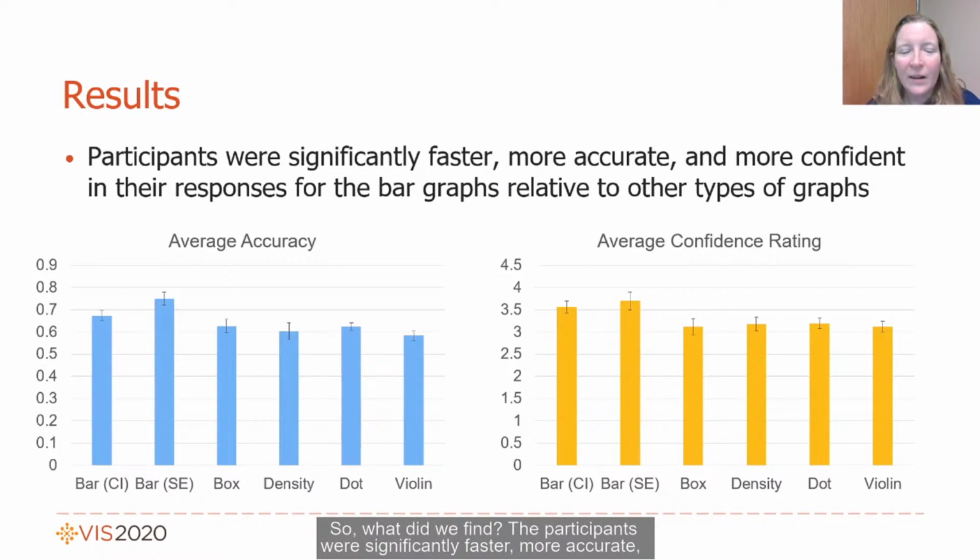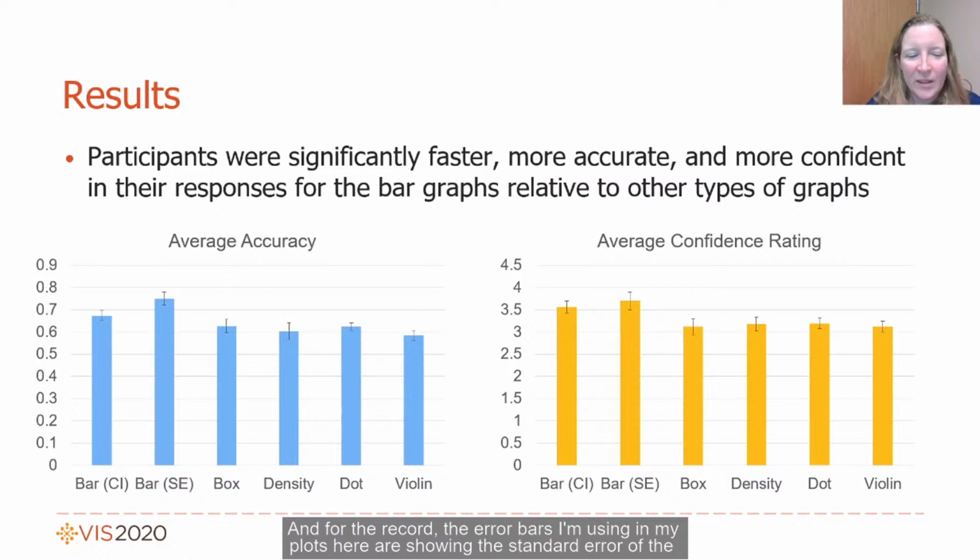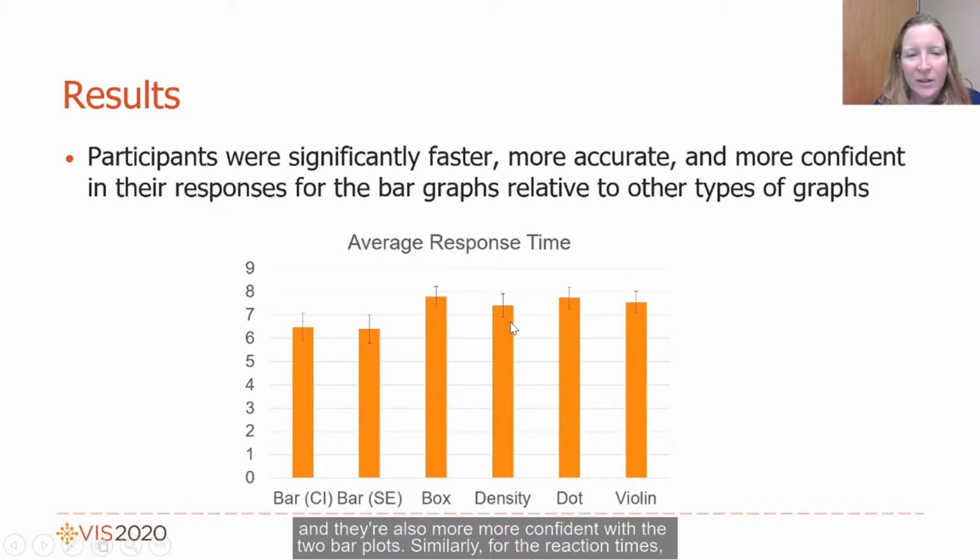So what did we find? The participants were significantly faster, more accurate, and more confident in their responses for the bar graphs relative to the other types of graphs. And for the record, the error bars I'm using in my plots here are showing the standard error of the mean. So we see that participants had a higher average accuracy for the two types of bar plots, and they were also more confident with the two bar plots. Similarly, for the reaction times, the participants had the fastest response times to those two types of bar plots.